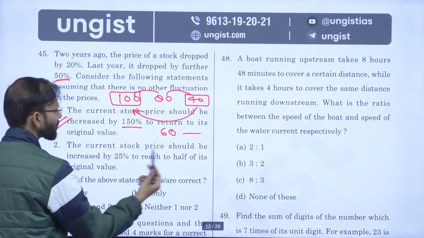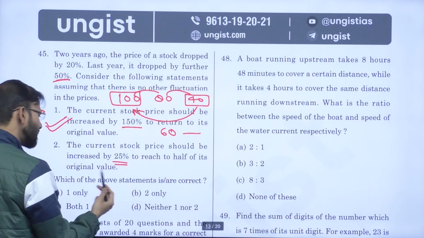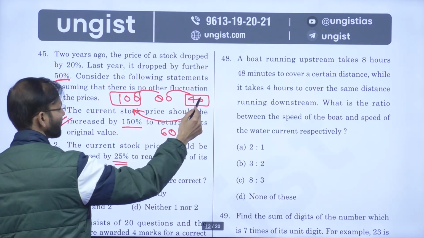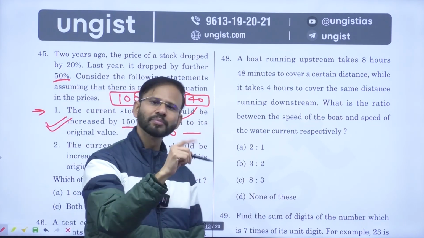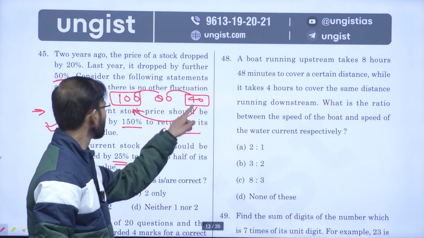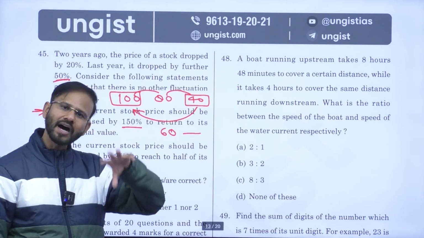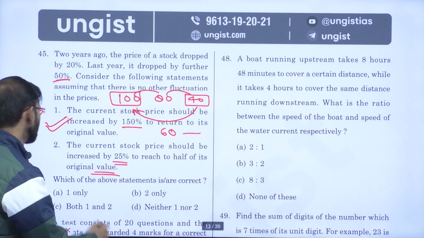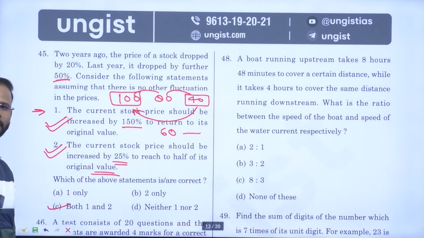Now, the current stock price should be increased by 25% to reach the half of its original value. So guys, if you increase this value by 25%, meaning 1/4, 1/4 of 40 means 10, right? So if you increase this value by 10, this will become 50. So 50 is the half of the original value, right? So this is also correct. Fine. So the answer is C, both 1 and 2.